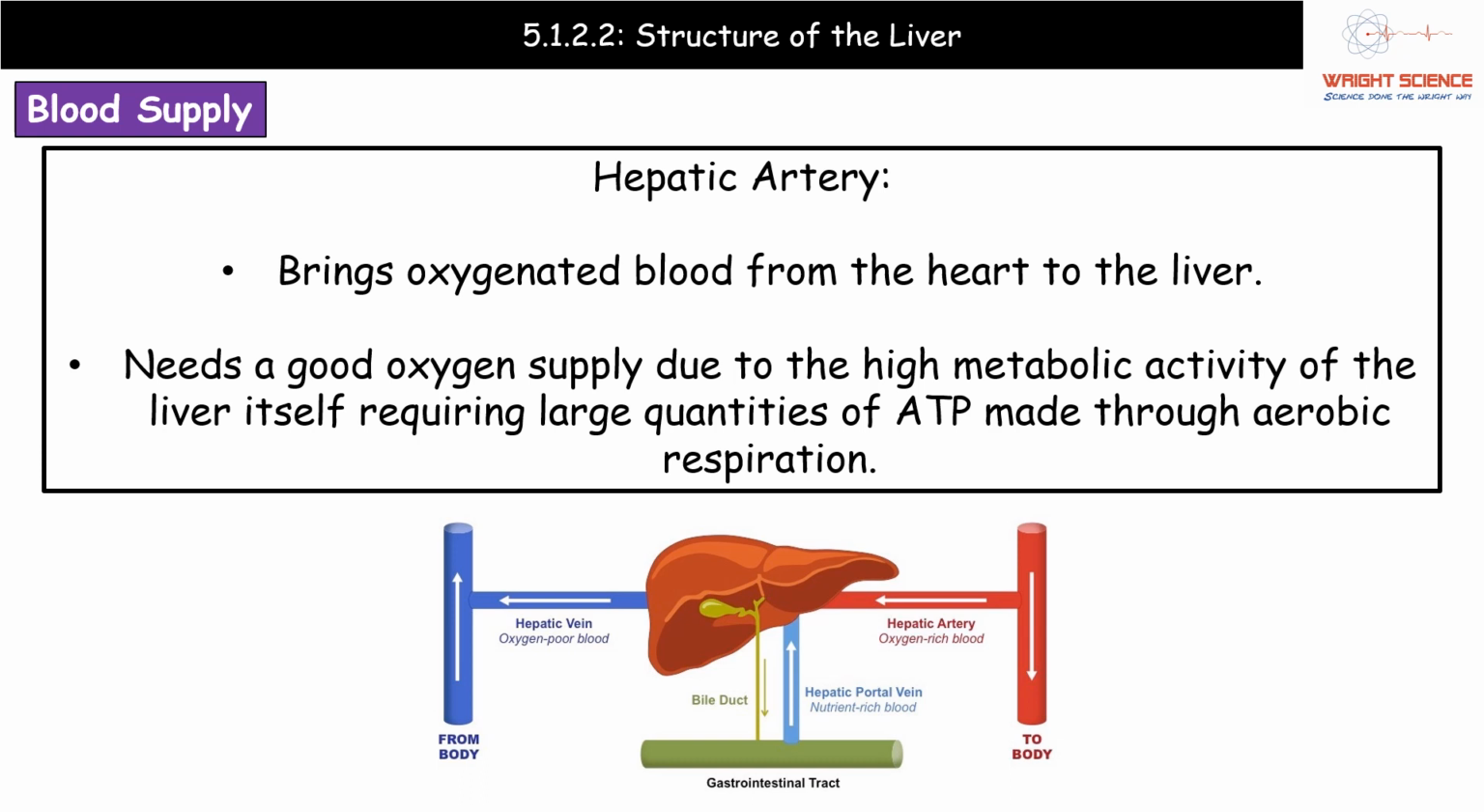The hepatic artery, as we've mentioned, brings oxygenated blood from the heart to the liver. Our liver needs a very good supply of oxygen because it has high metabolic activity. Any parts of the body with high metabolic activity require large quantities of ATP, and ATP is made predominantly through aerobic respiration. Hopefully we remember that aerobic respiration means we must have a plentiful supply of oxygen in order to fully oxidise whatever our respiratory substrate may be.